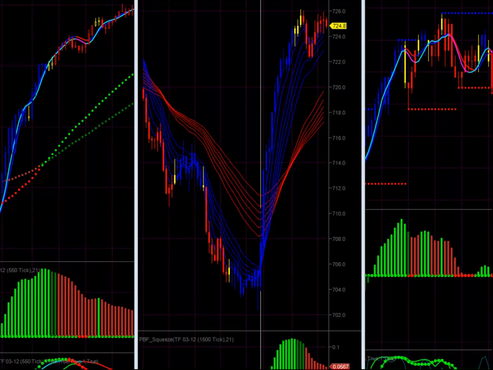Today we are in the Russell 2000 E-mini using 550 and 133 tick charts to identify our opportunities. Our trading strategy rules include taking trades that are either trending, counter trend trades, or reversals.